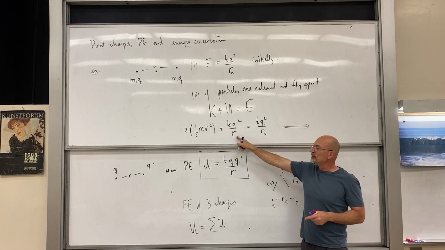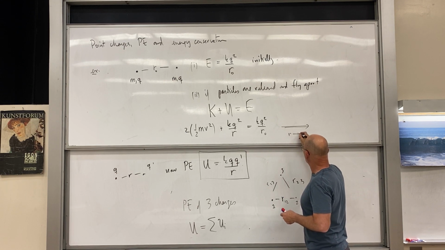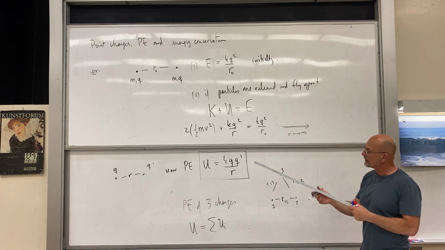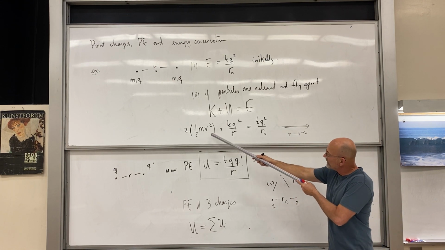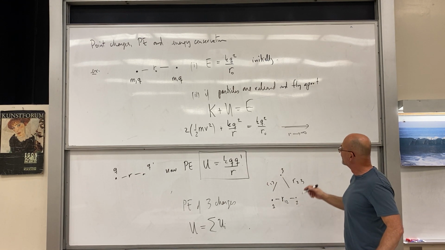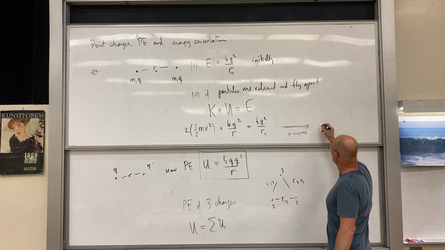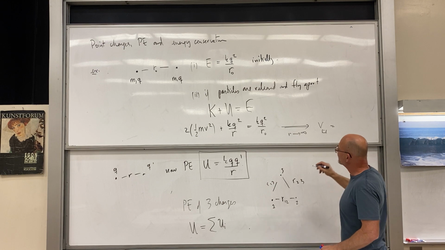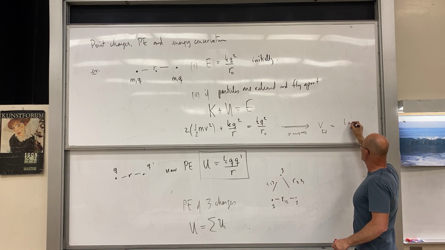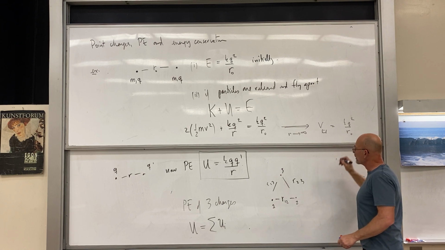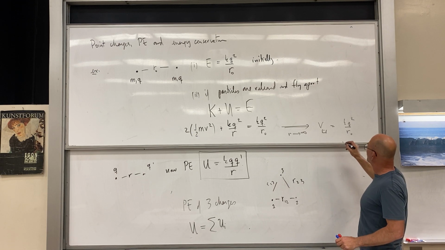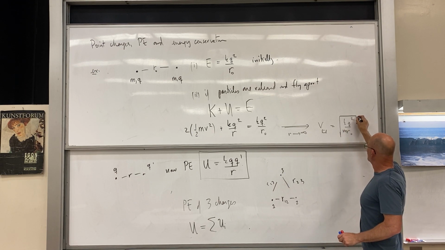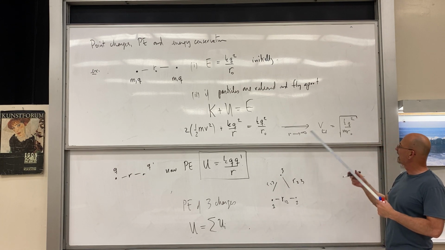Suppose the particles go out to infinity. How fast are they moving when they are very far apart? Then this one goes away and we just have this right here. So then V final squared, 2's canceled on the left, is equal to K Q squared over R0 M, square root. Okay. That would be that easy.